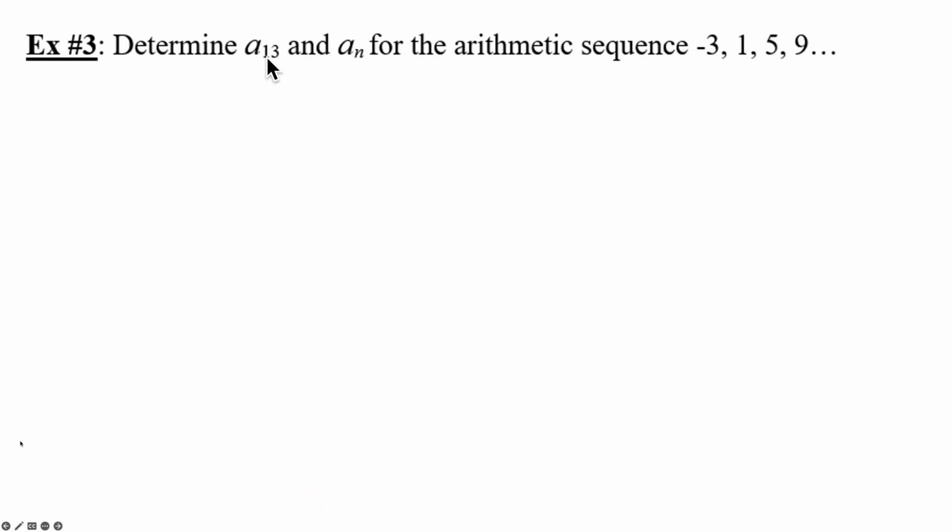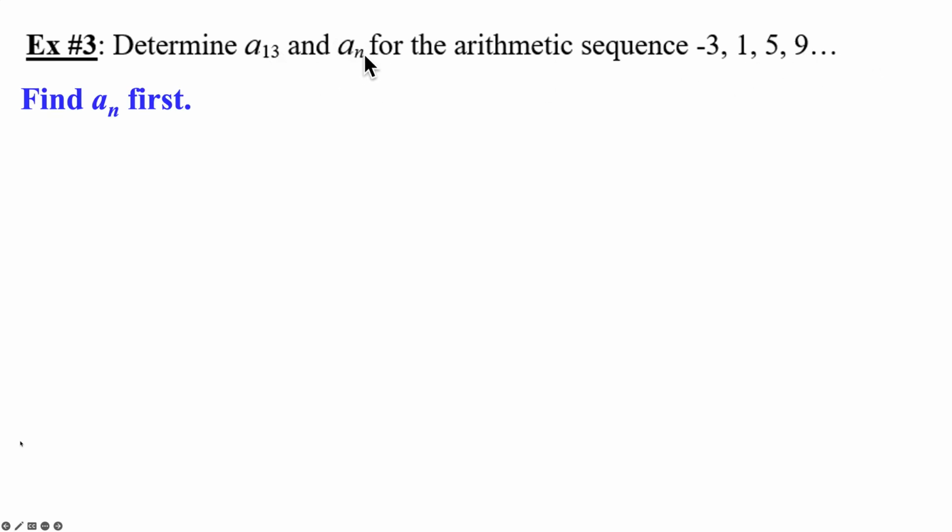Example 3. Determine a sub 13 and a sub n for the arithmetic sequence -3, 1, 5, 9. Now, it's a trick question. Don't find this first. If you're going to do something like that, then on the test, I'm going to make this 113. I do not want you to come over here and go, oh, look, 5 minus 1 is 4. 9 minus 5 is 4. Oh, I'm always adding 4. Okay, I'm going to add 4s until I get to the 13th term. If you're going to do that, then I'm going to make it 213. You're going to add a lot of 4s.